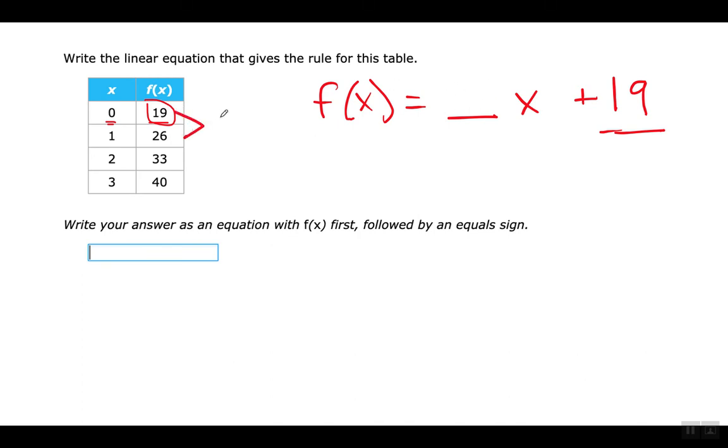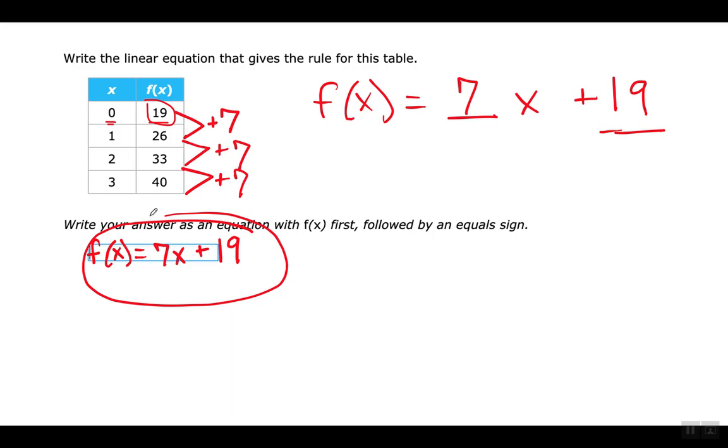All right, so since you're adding 7 each time, you're adding 7. So my slope is 7. So my answer is going to be f of x equals 7x plus 19. Okay, ahí está la respuesta.